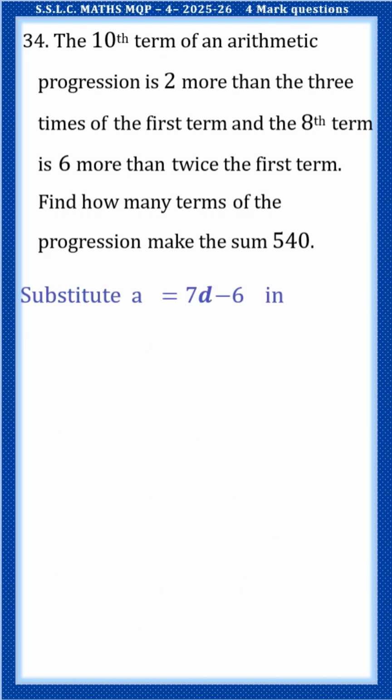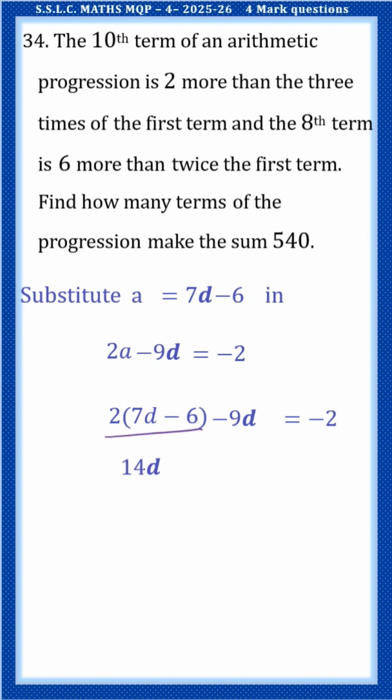Okay, now let us substitute a is equal to 7d minus 6 in equation number 1, that is 2a minus 9d is equal to 2. Instead of a, we have to put 7d minus 6, minus 9d, that is equal to 2. Here multiply, so 14d minus 12, minus 9d is equal to 2.